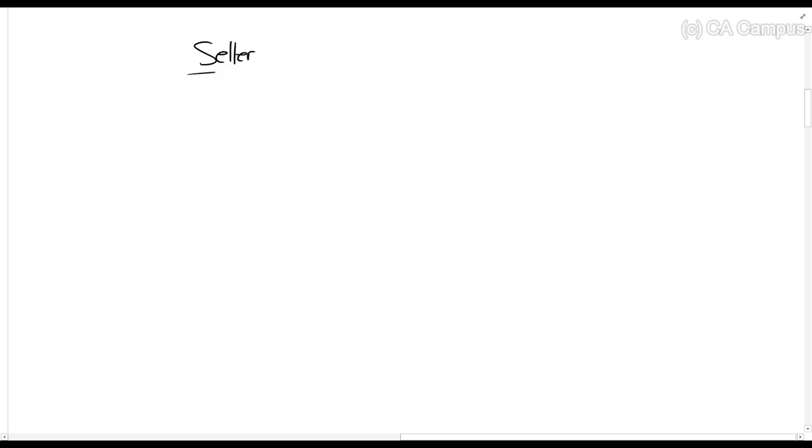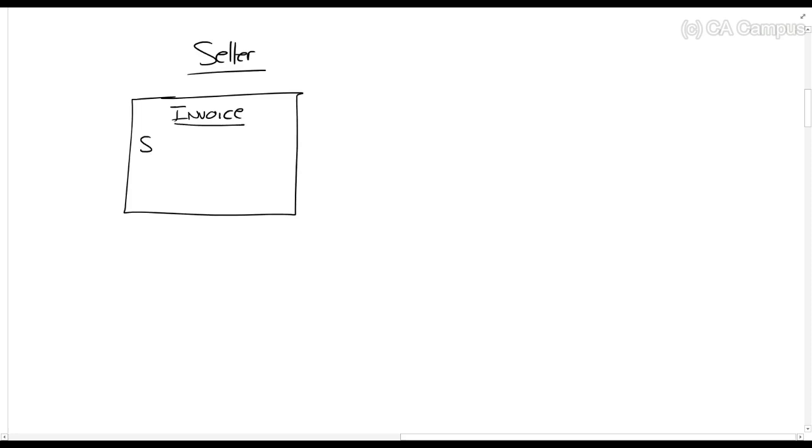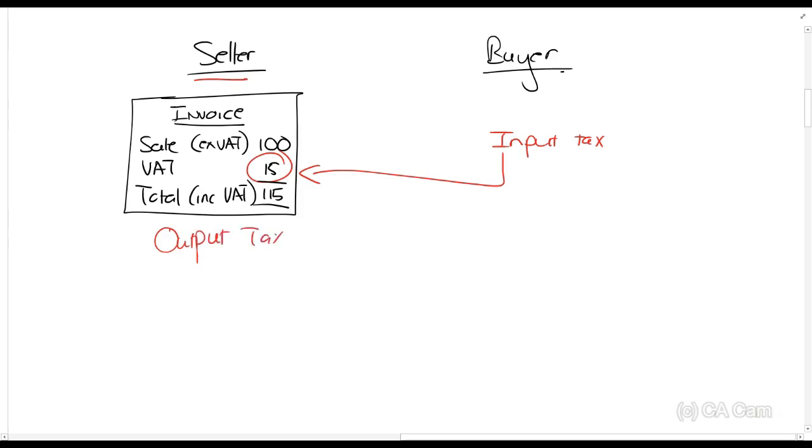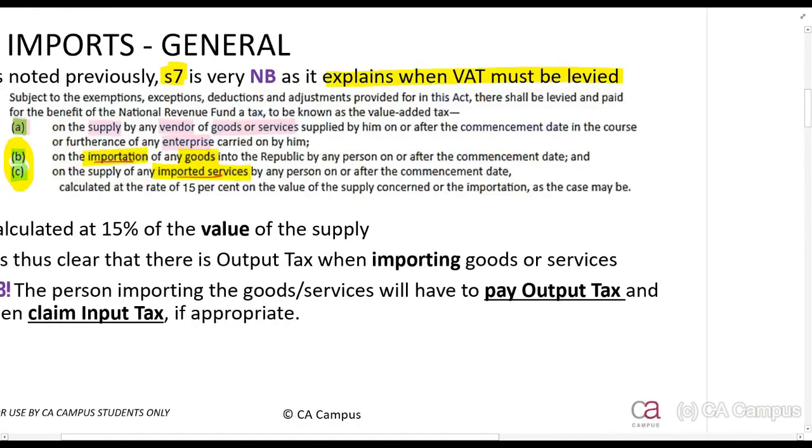Because remember what happens usually. If there's a seller, the seller will give an invoice for sales price X VAT of 100, VAT of 15, and the total including VAT of 115. The buyer will do what then? The buyer will claim the input tax. And what input tax is claimed? Whatever the input tax is on the invoice. So the seller charges output tax and the buyer claims the input tax. That we know. Now I'm saying to you, if you import goods or services, you will pay output tax.